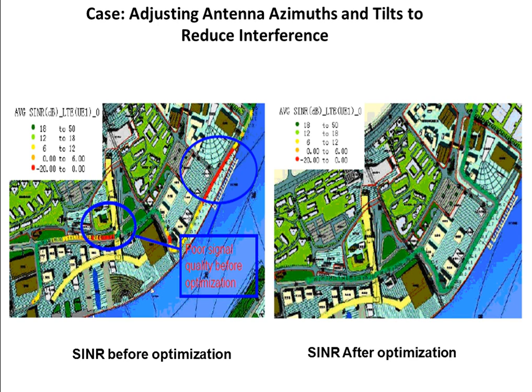As a matter of fact, with the help of antenna azimuths and antenna tilt, you can do much of the optimization activities in the network, and you can ensure better performance.